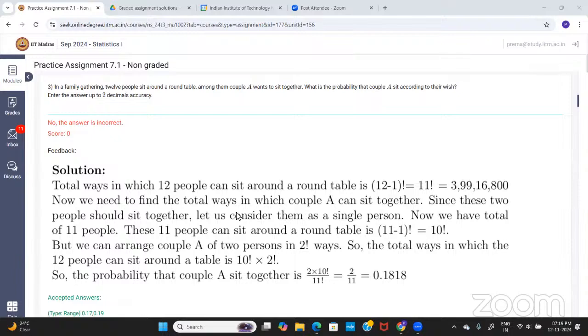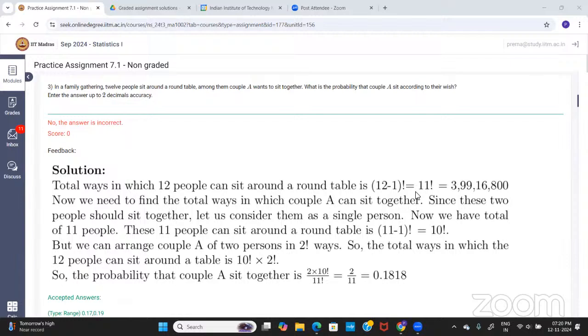When the question is to arrange identical balls or something which is not distinct, they are the same. Then even if you multiply by 2 factorial, you have to divide also by 2 factorial because two are of the same kind. That formula is n factorial by p factorial. Yeah, that is different. Okay. So here it will be 10 factorial into 2 factorial divided by the total number of ways, which is 11 factorial.